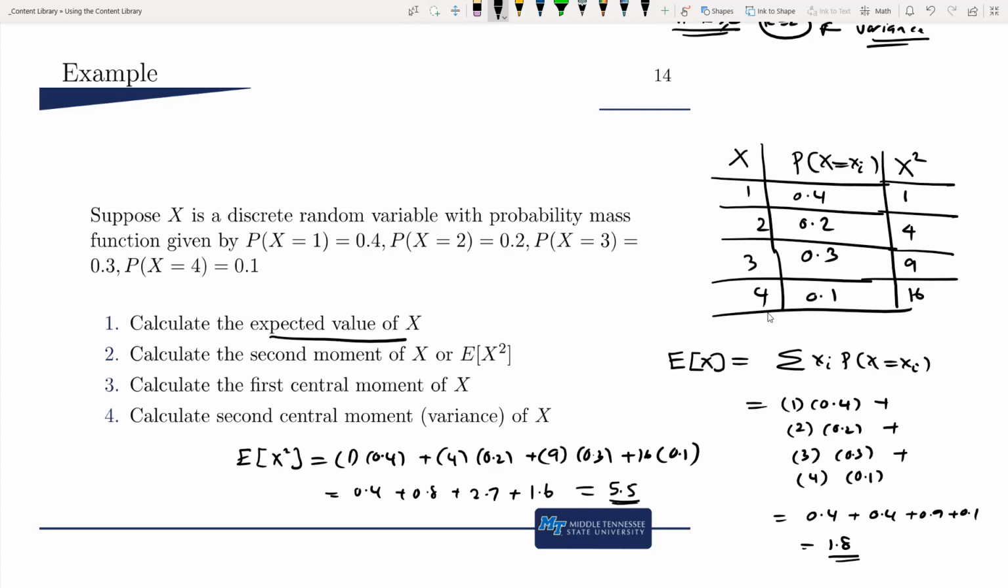And in the same way you can calculate the first central moment of X, which is basically X minus mu, and it's going to be 0. You can check it. You already know mu, which is 1.8. So you have to create another column, X minus mu. 1 minus 1.8 is negative 0.8. 2 minus 1.8 is 0.2. 3 minus 1.8 is 1.2. 4 minus 1.8 is 2.2. Then you multiply each one of these with the probability and see what you get.